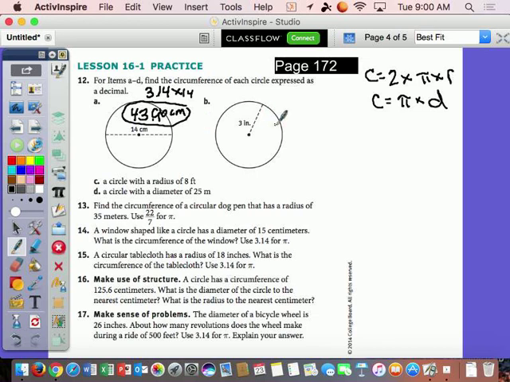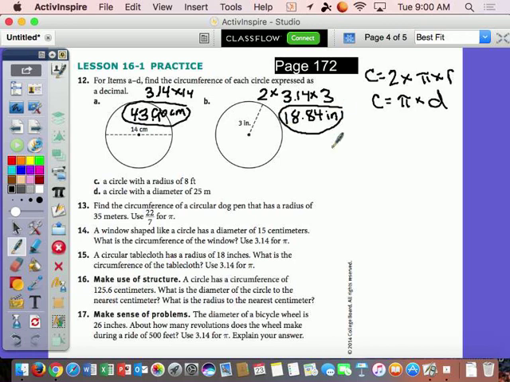All right. For this one, does 3 inches represent the radius or the diameter? The radius. So we're going to use this first equation. So we're going to do 2 times, once again, 3.14 times 3. That gives me 18.84 inches.